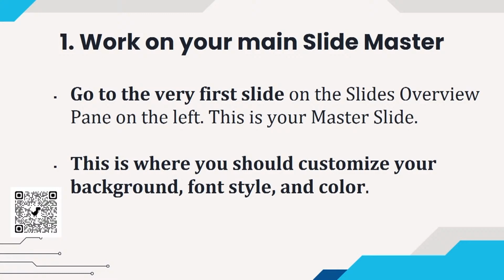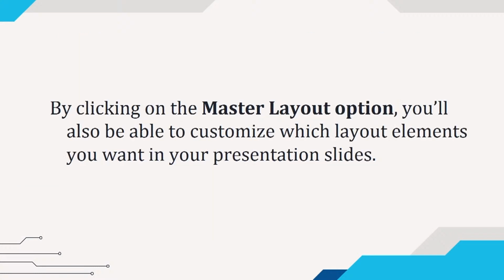So we have to go to the very first slide in the slides overview pane on the left, and this is the master slide. This is where we customize the background, font style and color. This is the main slide, the master slide in our PowerPoint, where we can create different formatting and customize it.